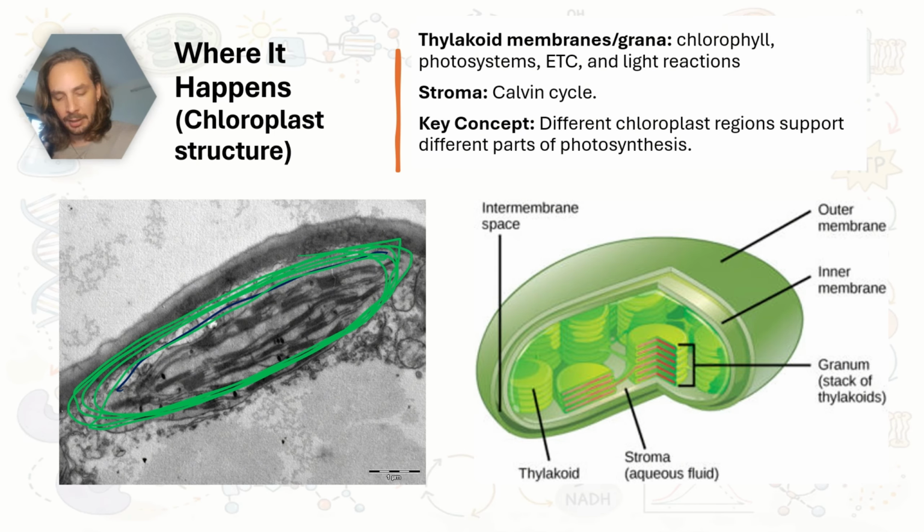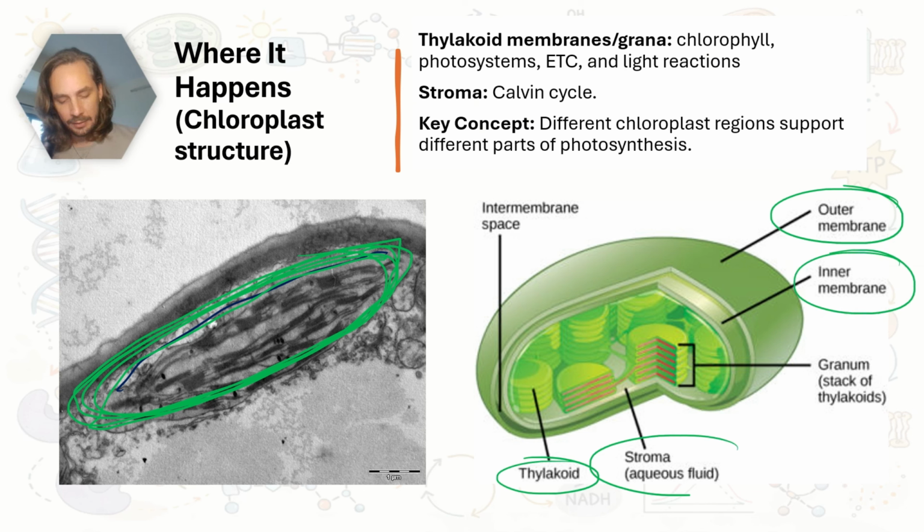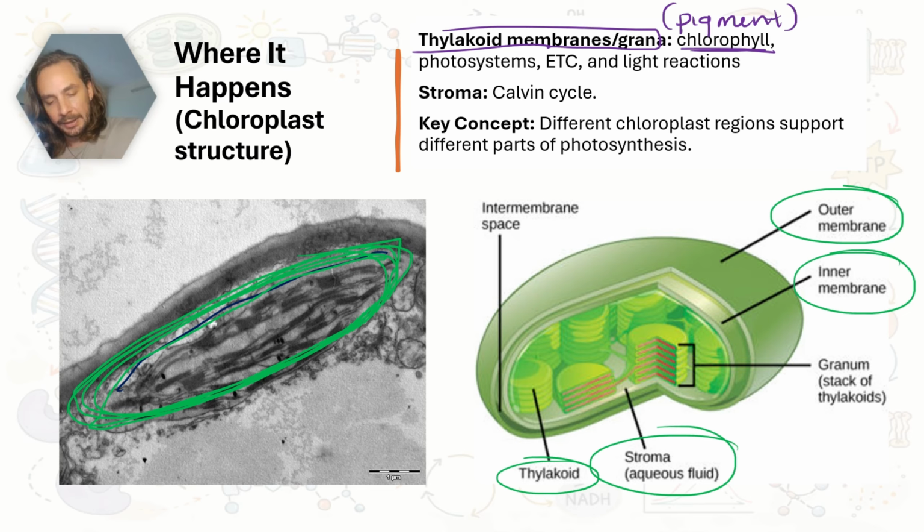And as you remember, it has an outer membrane, an inner membrane, and these thylakoids and stroma. The thylakoid and the stroma are the most important part because in the thylakoid membranes we find chlorophyll, the pigments that make plants look green. We find the electron transport chain and the light reactions. So this is where it first transforms light energy.